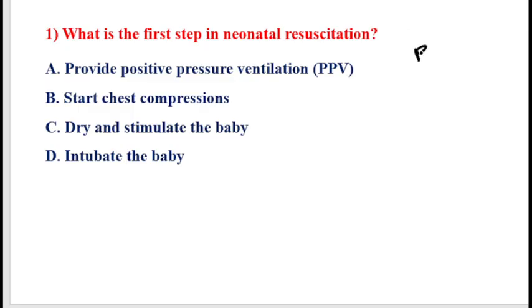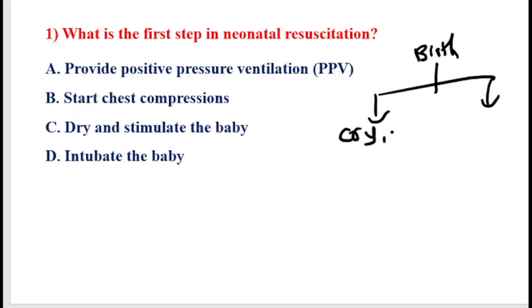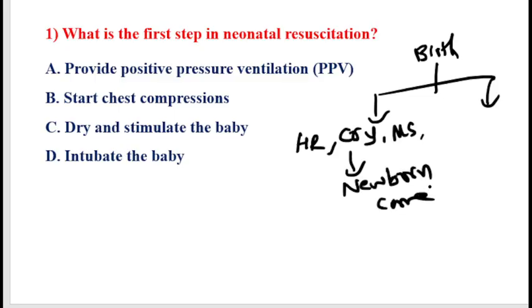Whenever the birth of the baby takes place, if the baby cries and has good muscle tone and heart rate is more than 100, in that condition there is no need of any neonatal resuscitation. Directly we can shift the baby for normal newborn care. Newborn care has to be given.